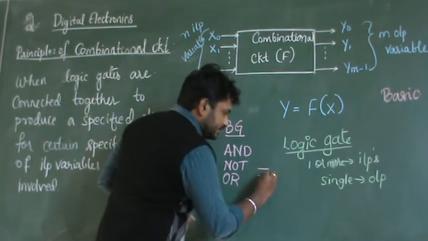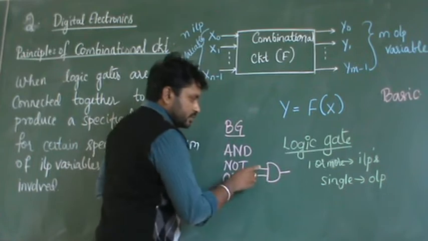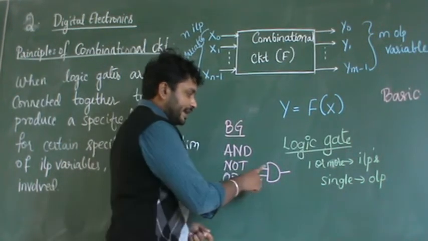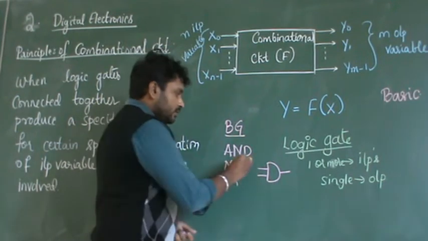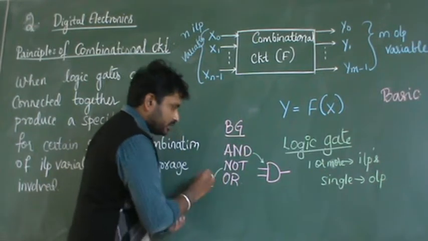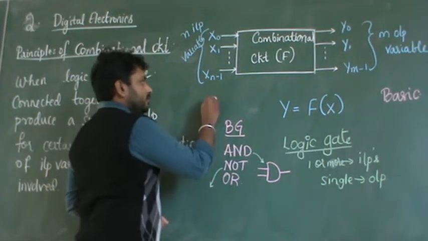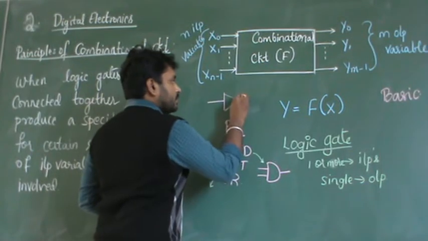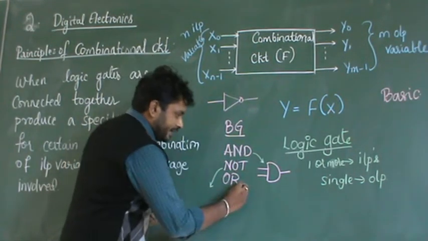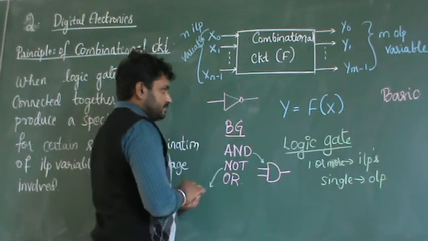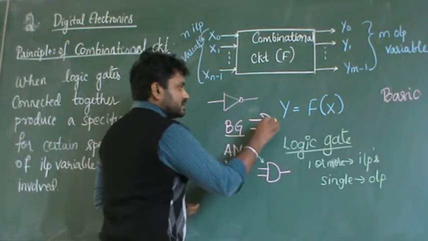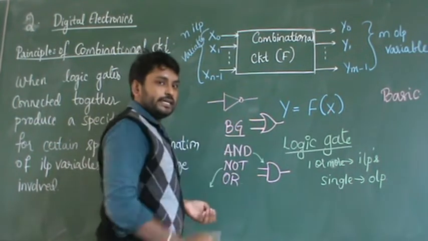The AND gate looks like this, which has two inputs and a single output. The AND gate looks like a capital D. Coming to the NOT gate, how does it look? The NOT gate looks like this, a single input and a single output. And the OR gate looks like this, which has two inputs and a single output.